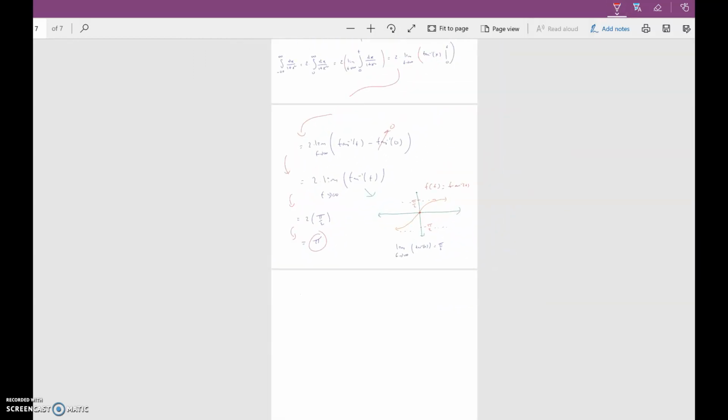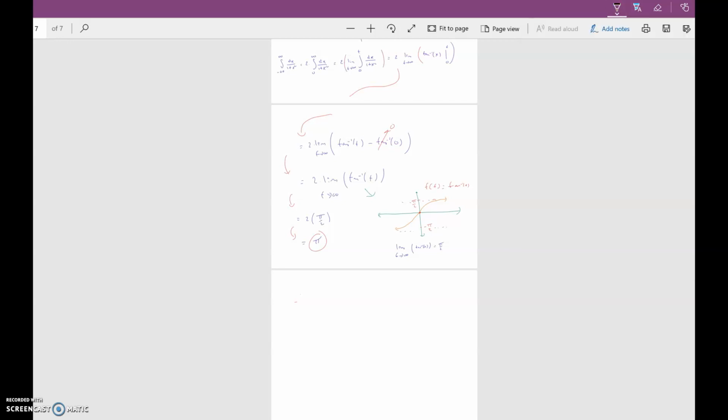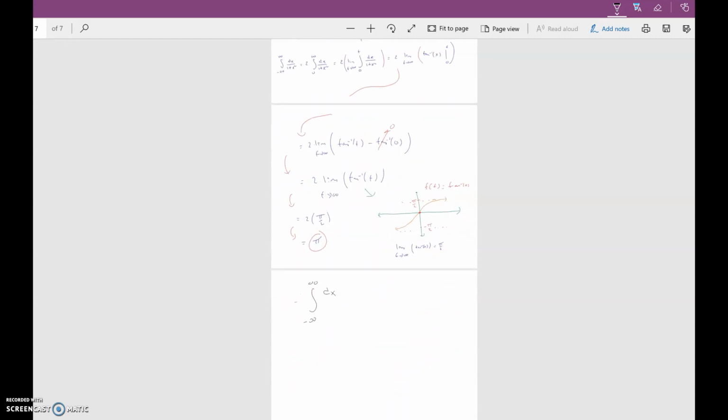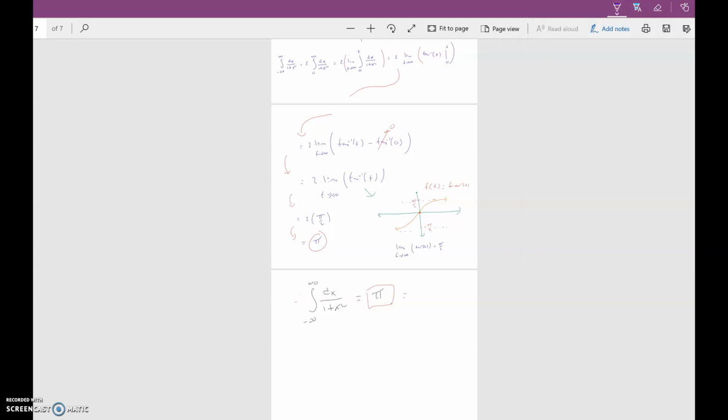Okay, so let me rewrite it as the integral from negative infinity to positive infinity of dx over 1 plus x squared, which ended up converging to pi. And in this case, they haven't mentioned units, but just in case they did, we're talking about pi units squared.